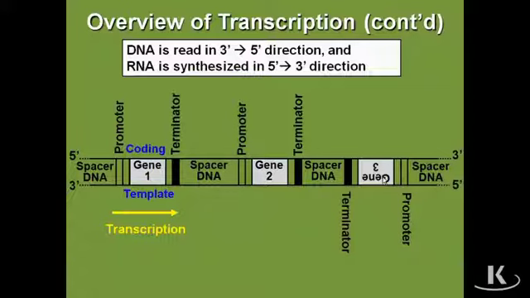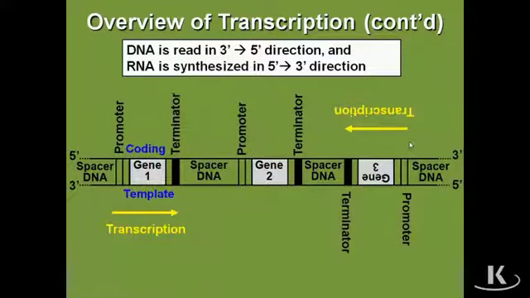Let's flip over here to gene number 3. In gene number 3, which direction is transcription happening? It's happening from right to left. And why do we know it's happening from right to left? It's because it goes from the promoter to the termination sequence. Anytime you see it going from the promoter to the termination sequence, that's the direction that transcription happens in.